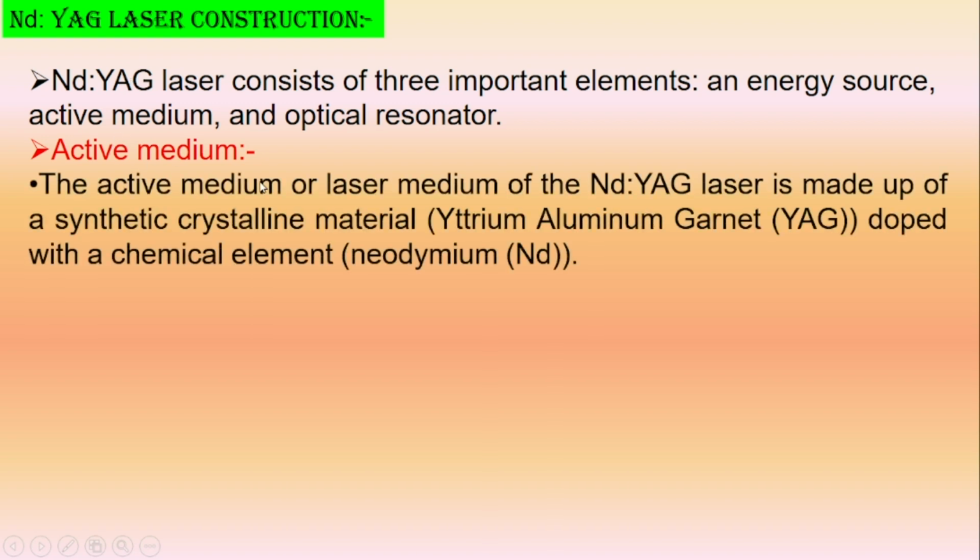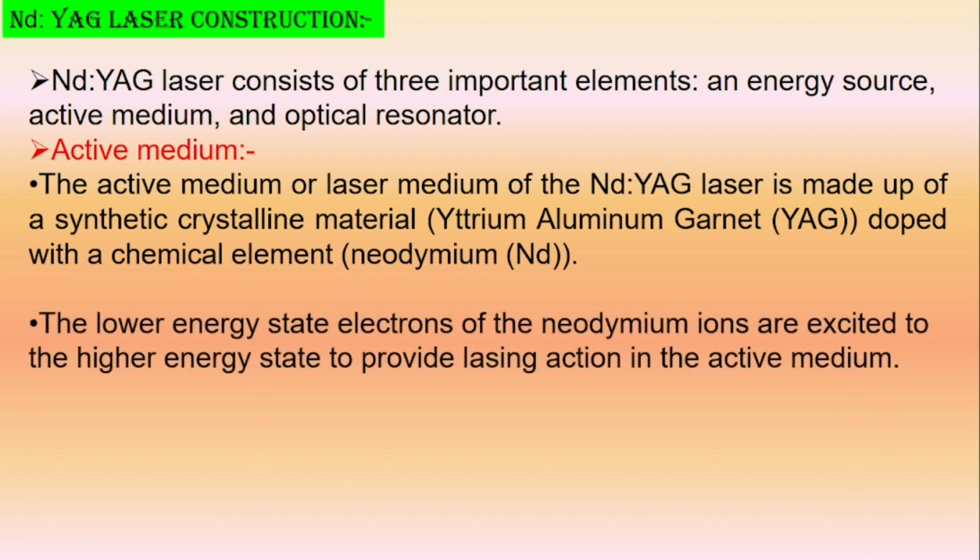The active medium, also called the laser medium, of the Nd-YAG laser is made up of the synthetic crystalline material yttrium aluminum garnet, which is doped with a chemical element neodymium. Then we get the Nd-YAG crystal. The lower energy state electrons of neodymium ions are excited to the higher energy state to provide lasing action in the active medium. That means it is clear that lasing action is done due to the neodymium atom.